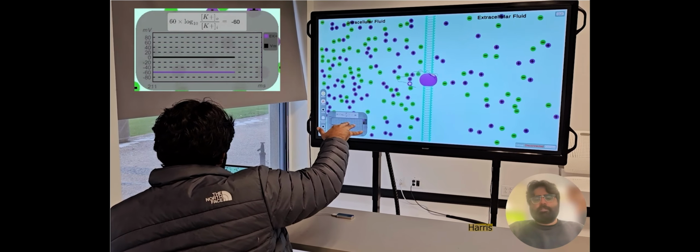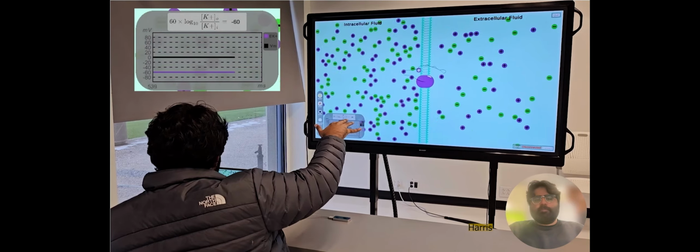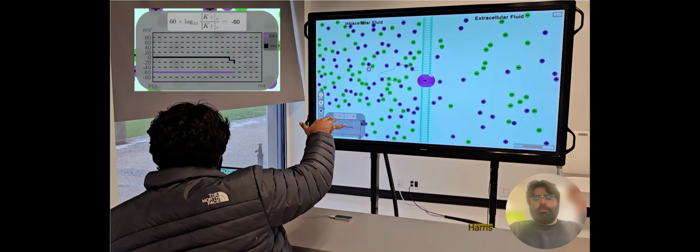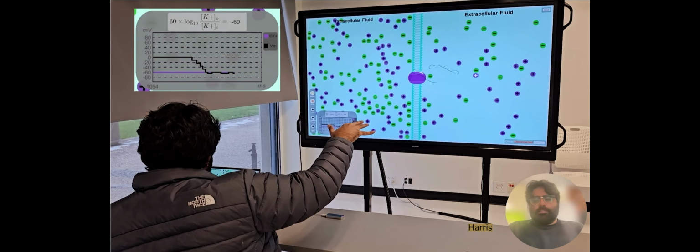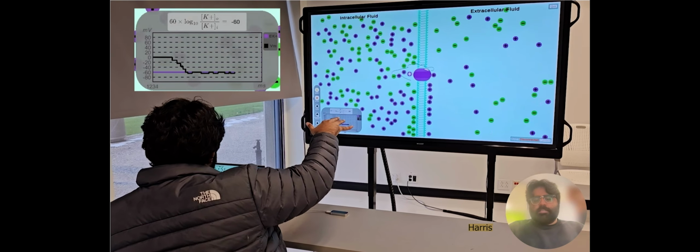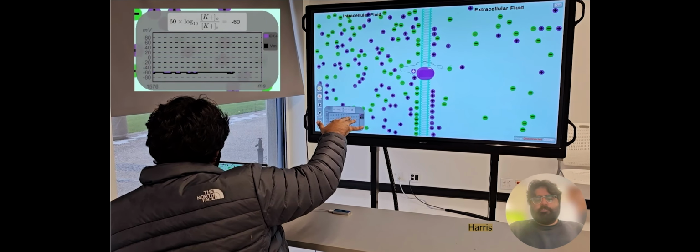Notice the purple line representing the equilibrium potential and the black line representing the cell membrane potential are separated. Now I open the channel. Immediately, potassium ions begin to flow and the two lines converge. The cell is in equilibrium. Notice that the potassium and chloride ions begin to align across the membrane. This is to emphasize the electrical driving force.